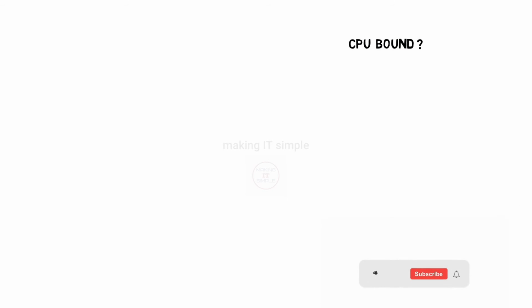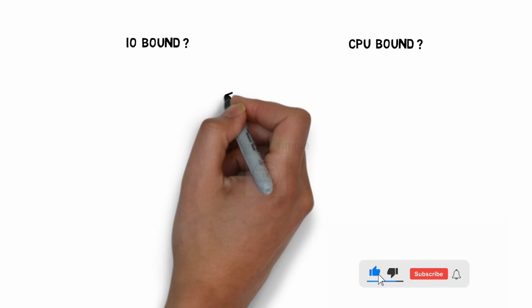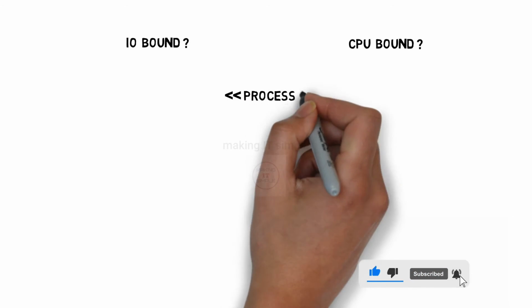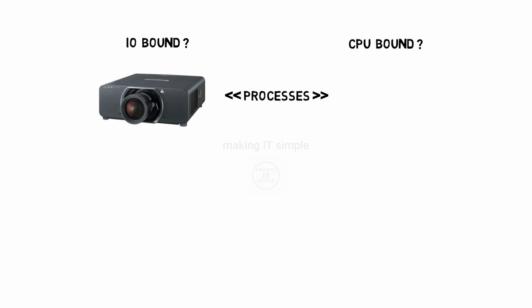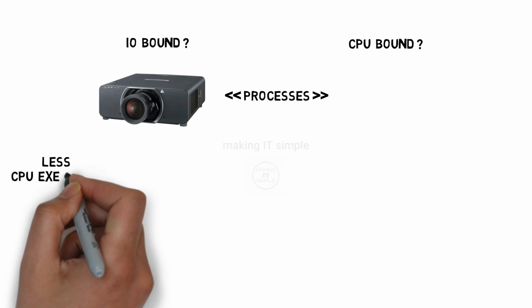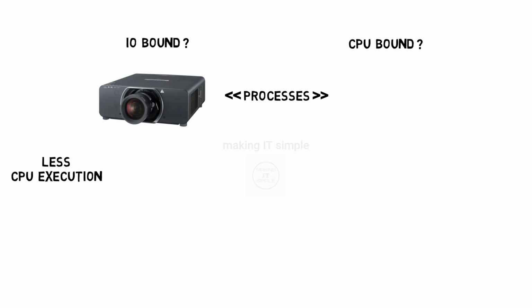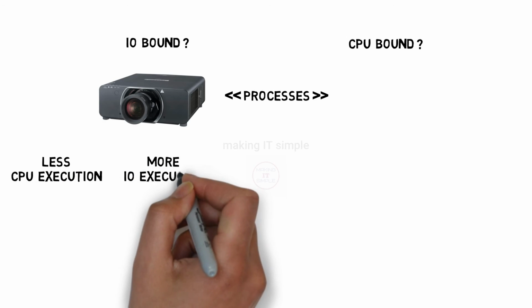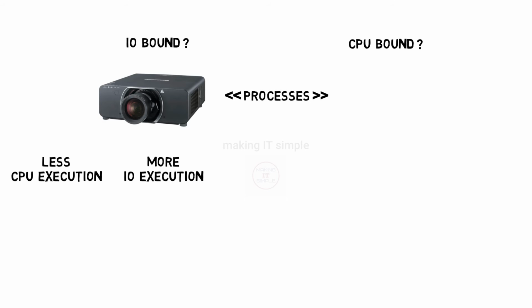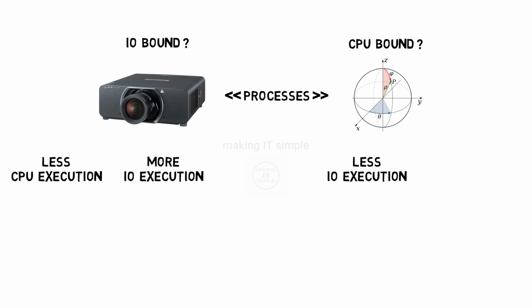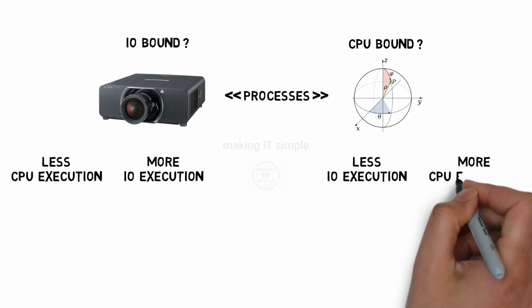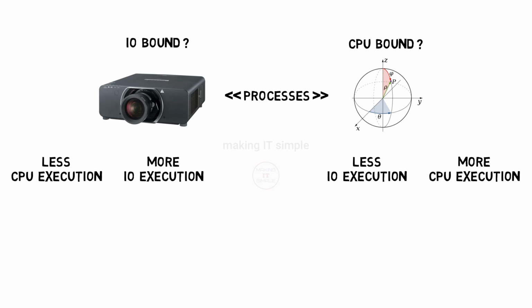So what exactly is CPU bound or I/O bound? Let's examine using two different processes. Let us say we need to project something using the projector. It will consist of less CPU execution, that is for configuration etc., but it will have more of I/O execution as it is projecting something. Another example can be a program you have written for complex computation. It will initially ask for user input, maybe some variables or values, but it will spend most of its time on CPU execution doing the complex computation.